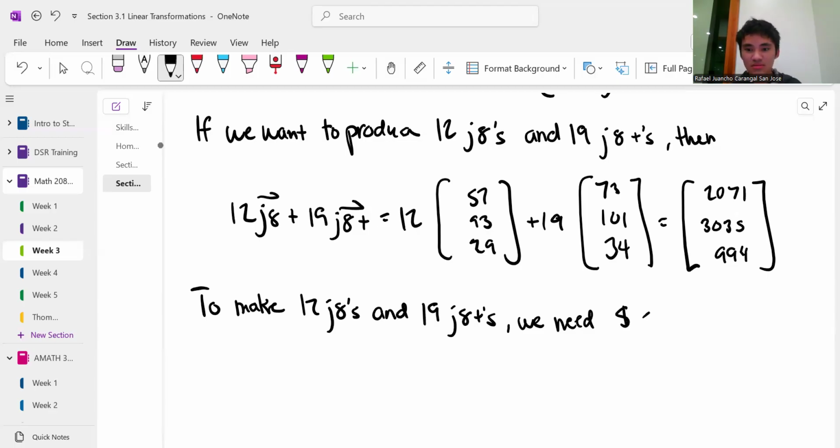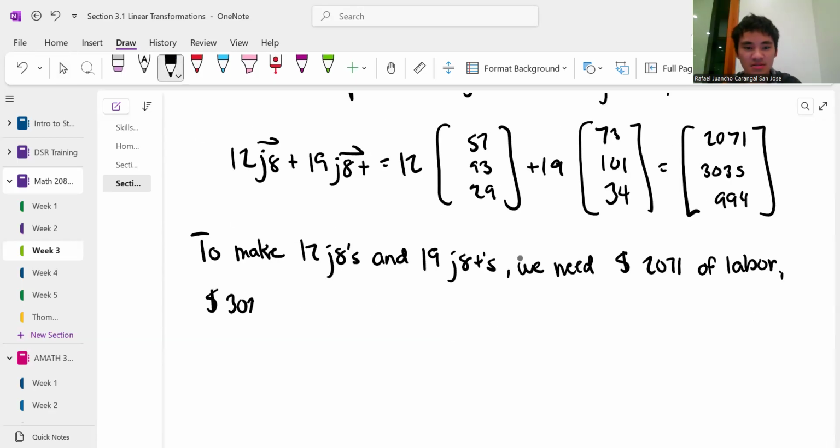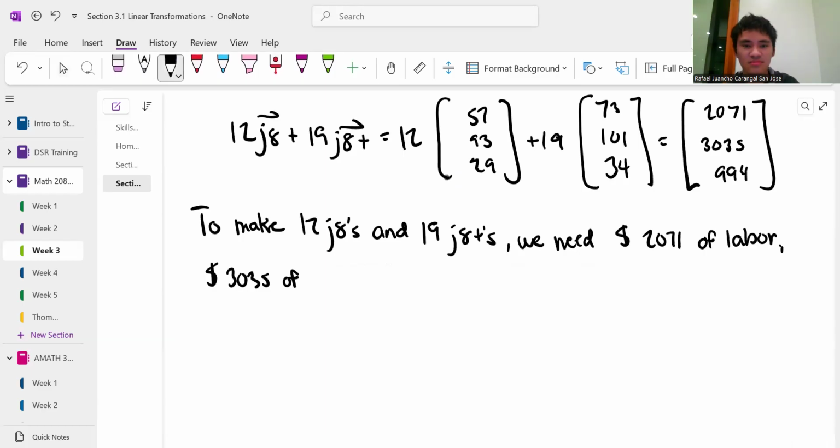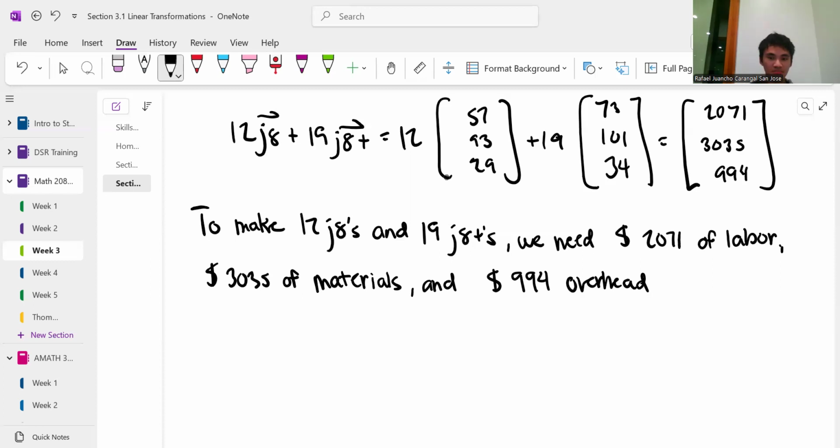We need $2,071 of labor. We also need $3,035 of, I think this was materials, and $994 overhead. Right? Okay.